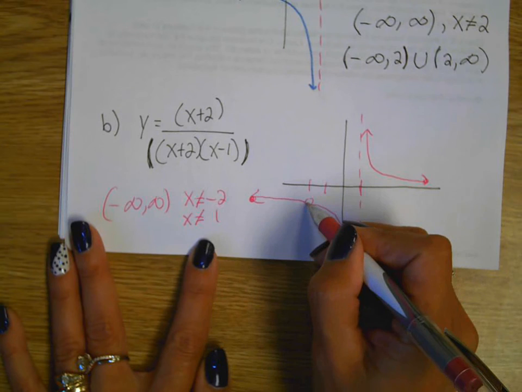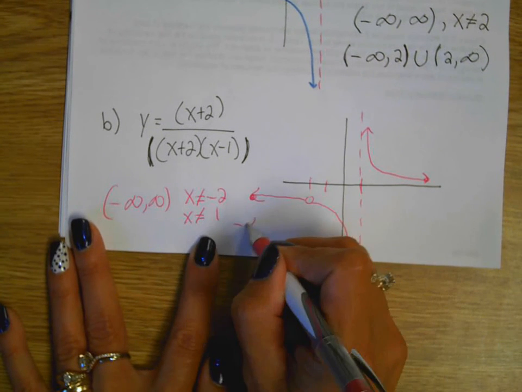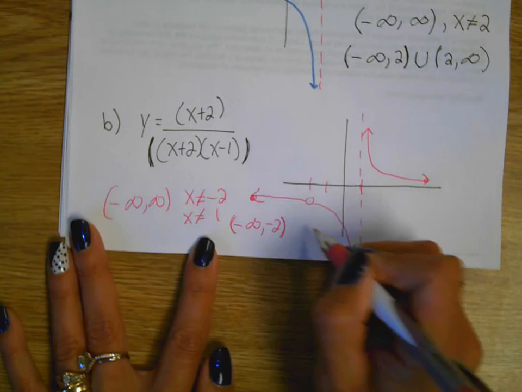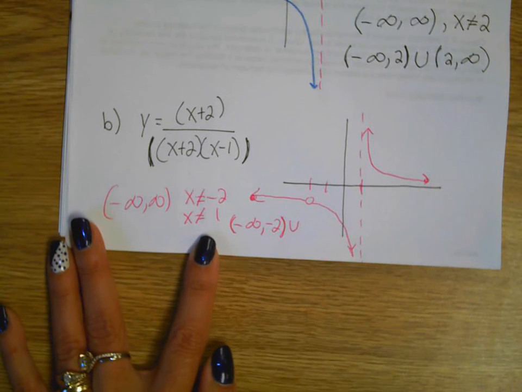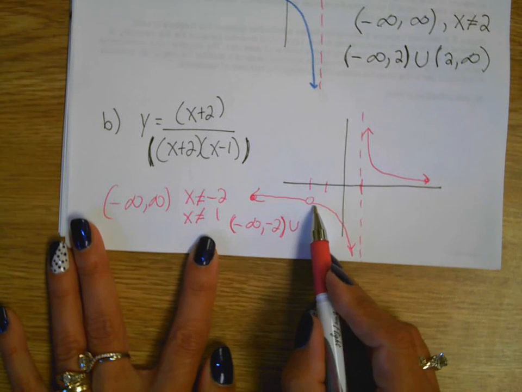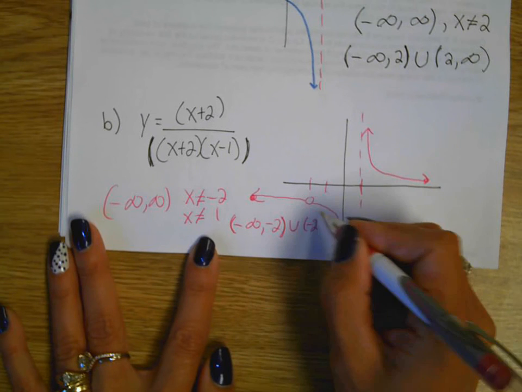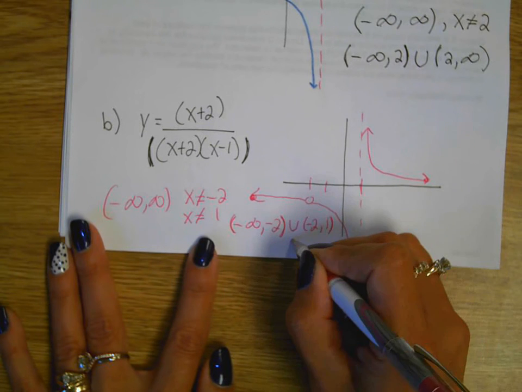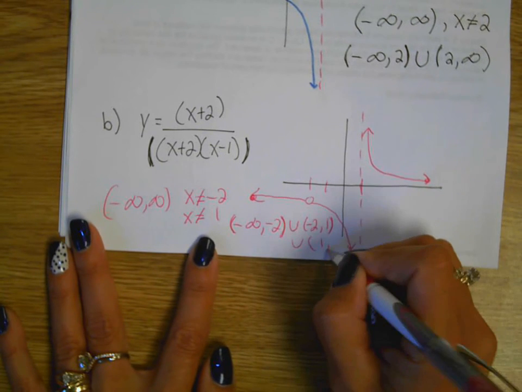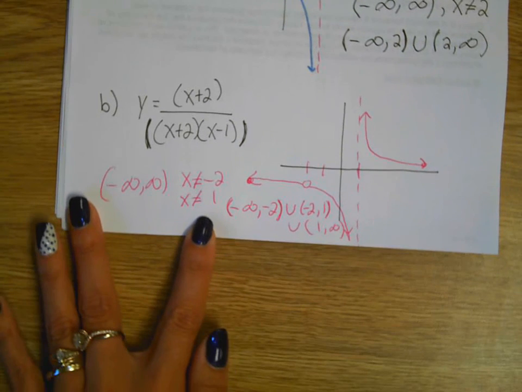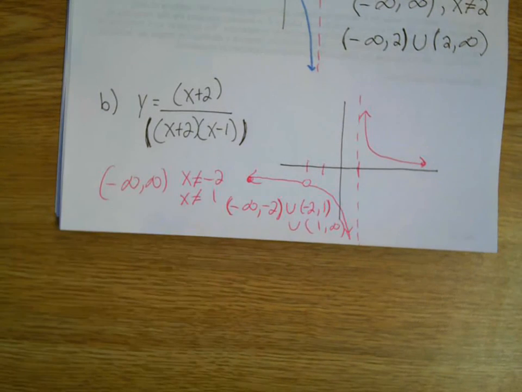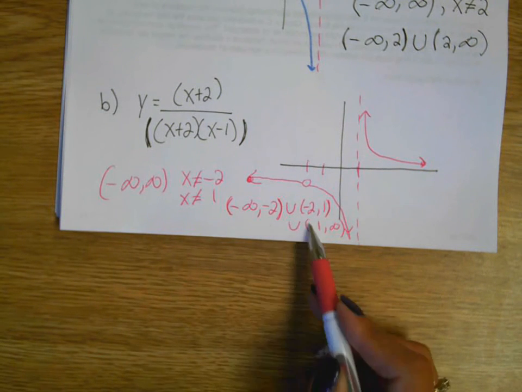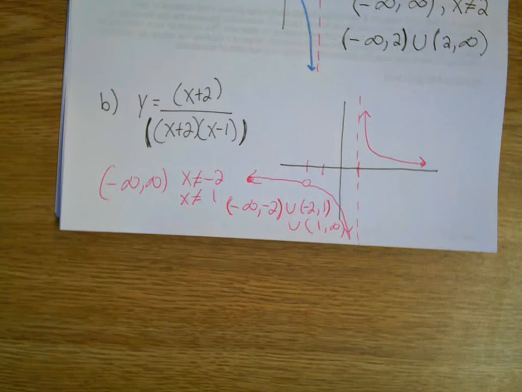So it would be this first chunk, which would be negative infinity to negative 2 with a rounded bracket at negative 2, in union with the next chunk starts at the negative 2 and goes to 1, again rounded, and then in union with the third chunk, 1 to infinity. Just so you see this stuff, because I think you will see stuff like that on that SAT where they use that union symbol. So that's why I just like to cover all the bases.